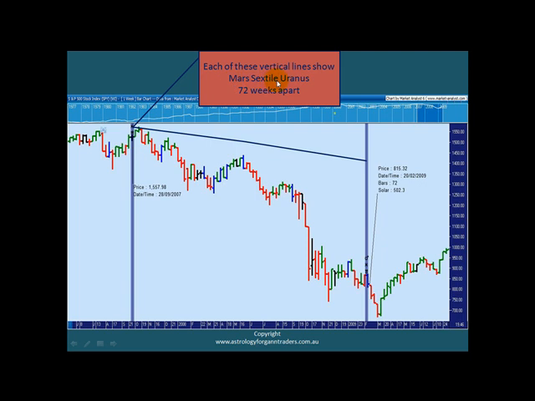Now, Mars sextile Uranus is a 72 weeks apart cycle, so this is quite a long cycle. And just to give you an indication, because they're known as action and volatile planets, it's interesting to see if they do have an impact on the market, and you can see for yourself.